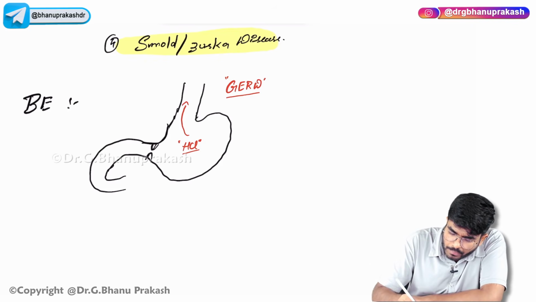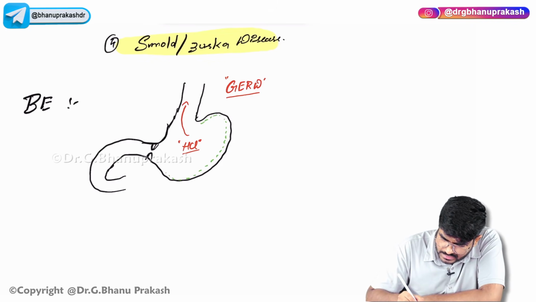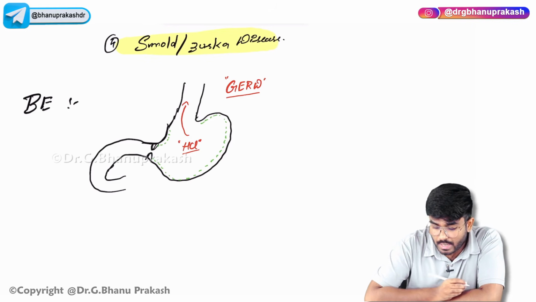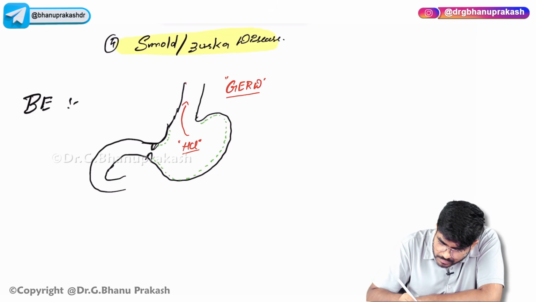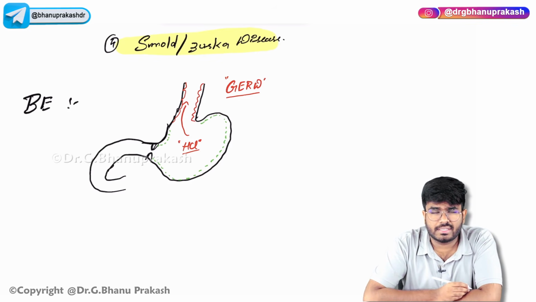See, there is a proper lining, a proper protection for the stomach from the acid, mucosal protection. But there is no such protection in the esophagus. Esophagus is lined by which kind of epithelium? Squamous epithelium. Stratified squamous non-keratinized epithelium is seen in the esophagus.